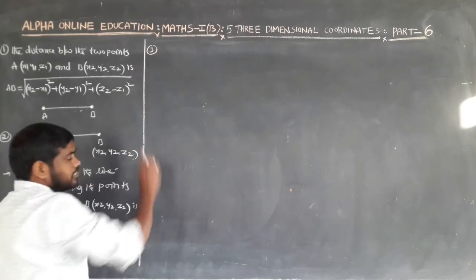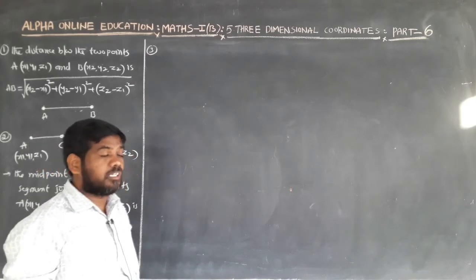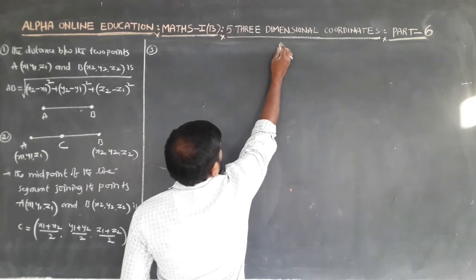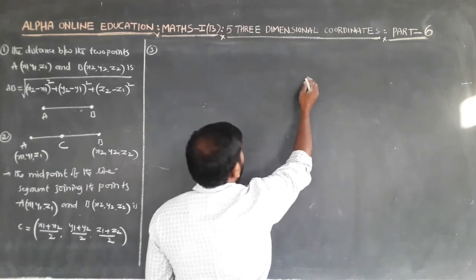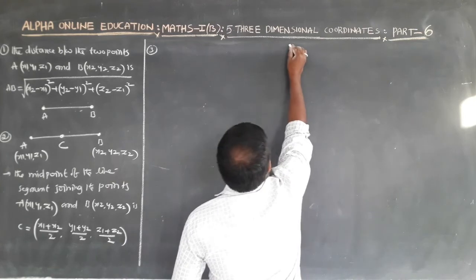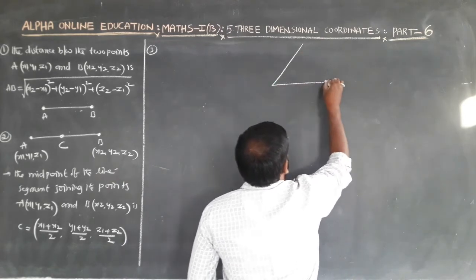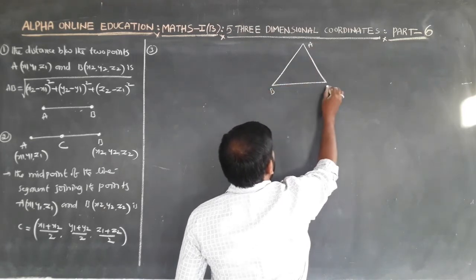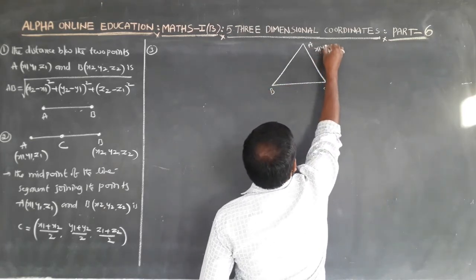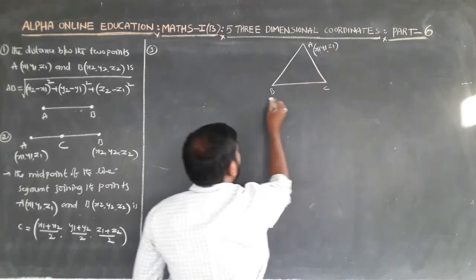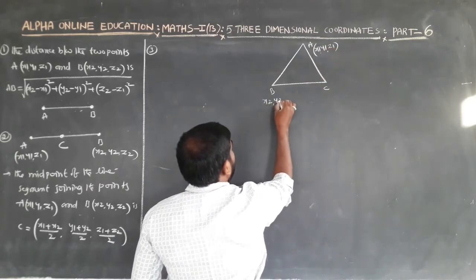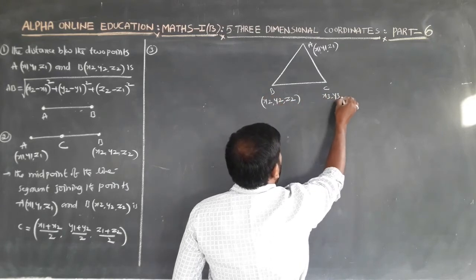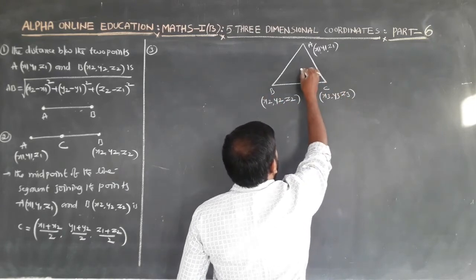Next one is the centroid of the triangle. This is the triangle A, B, C. A vertex x1, y1, z1, B vertex x2, y2, z2 and C vertex x3, y3, z3.